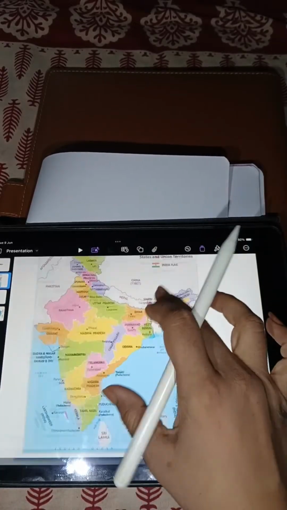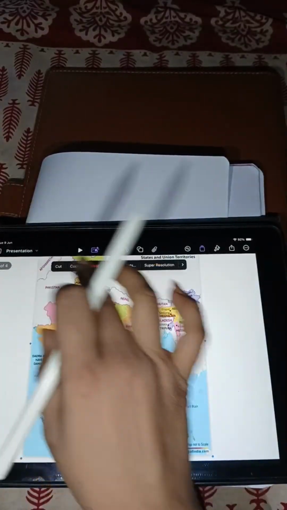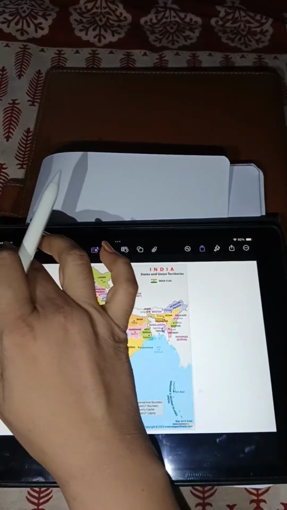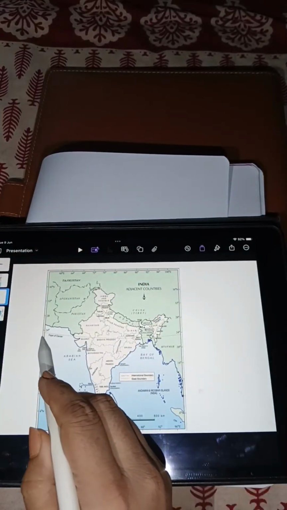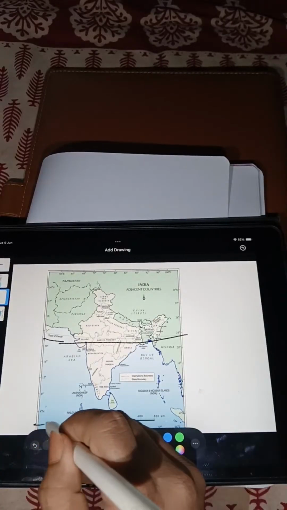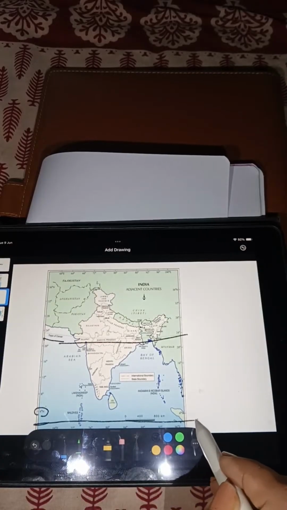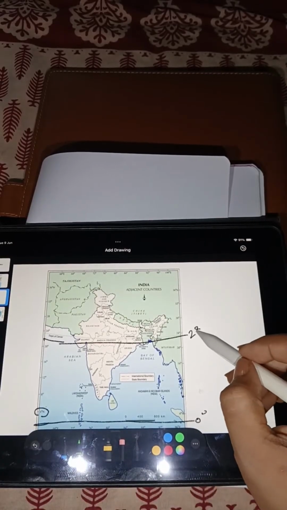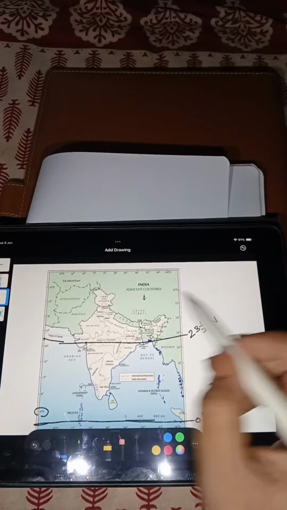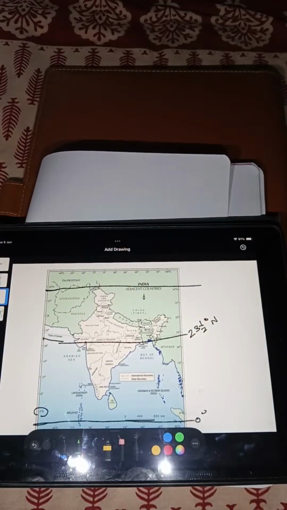So this is the basic map of India, you can see. This Tropic of Cancer crosses almost from the middle of the country, and here you can see this is 4 degree, and almost here is the 0 degree. So we can see that India falls under, and this is 36 degree north. Now what is the longitudinal and latitudinal extension of India?